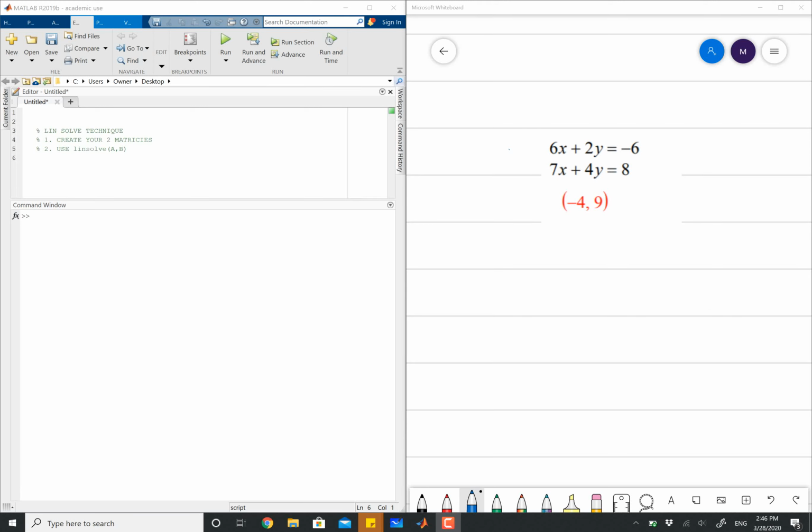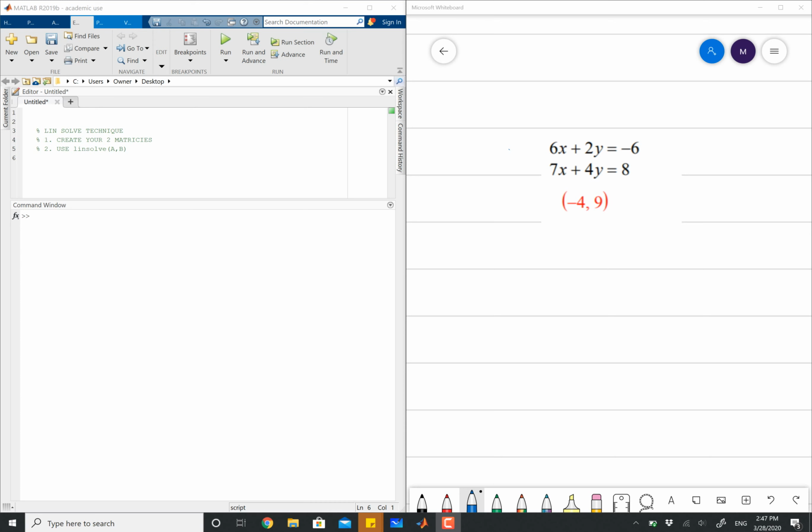Hey guys, so in this video we're going to talk about the third and final method of solving a system of linear equations. I started with the inverse matrix technique as my method 1. Then I talked about the Gaussian method of solving linear equations, that was method 2 in the second video. And then today we're going to talk about the linsolve operator.